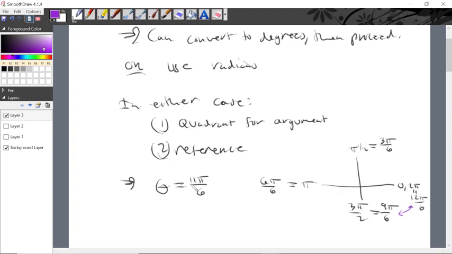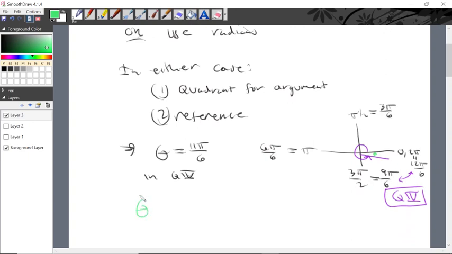Okay, so if we wanted to sketch in standard position the angle with rotation 11 pi over 6, it should rotate through into quadrant 4. So 11 pi over 6 is found in quadrant 4. And the reference, right, so again, this is quadrant 4, and the reference is the amount of rotation remaining to get back to the x-axis. How much rotation is that? That's theta hat. So theta hat is found in quadrant 4.